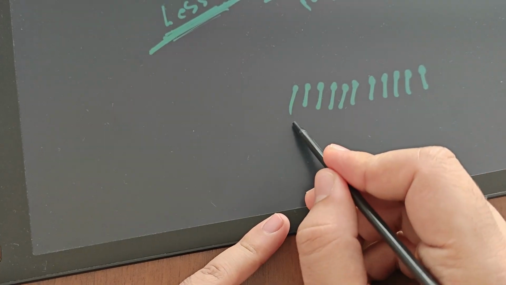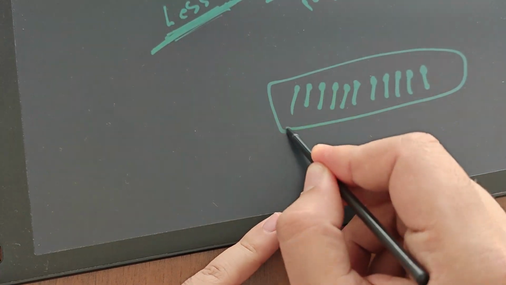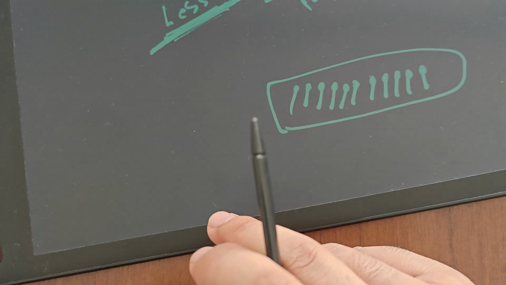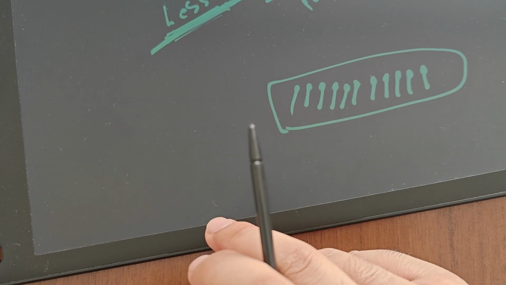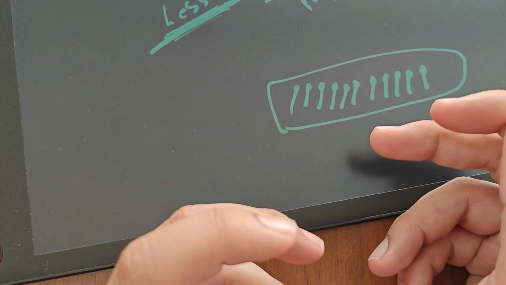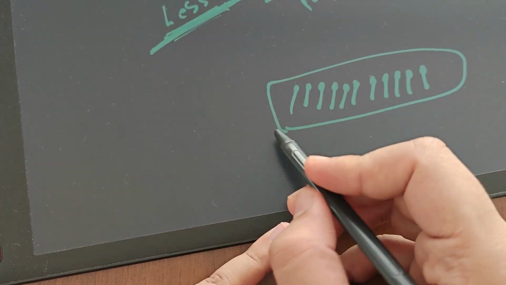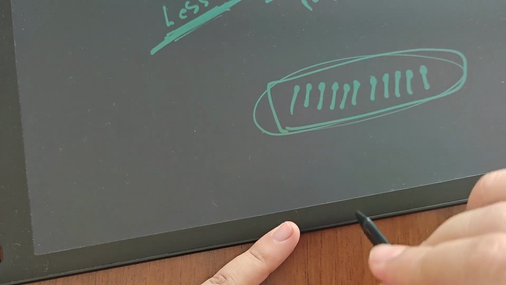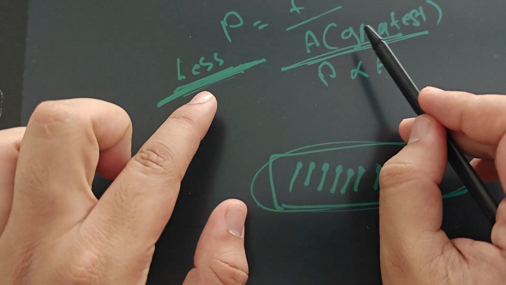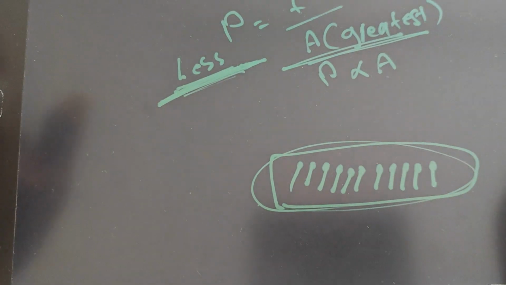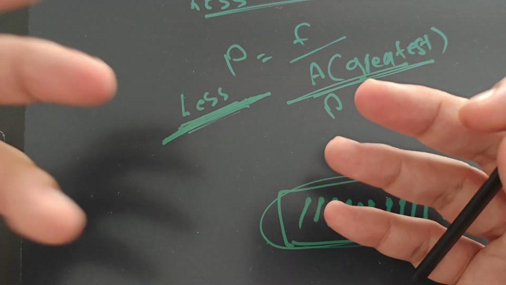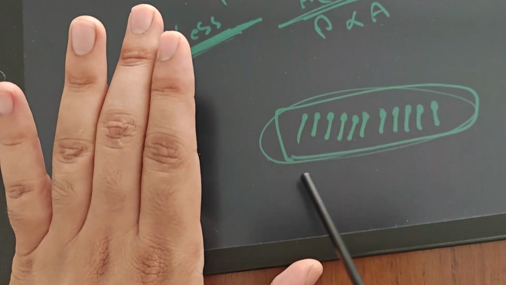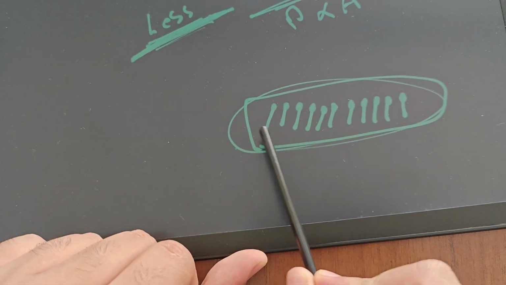Here we have a lot of nails, and a lot of nails takes a lot of area. Because we have a lot of area, of course we can get less pressure, because the relationship between pressure and area, as I told you, is inversely proportional. The question said, in which case can we get less pressure? We can get less pressure when we have a lot of area. We have multiple nails.